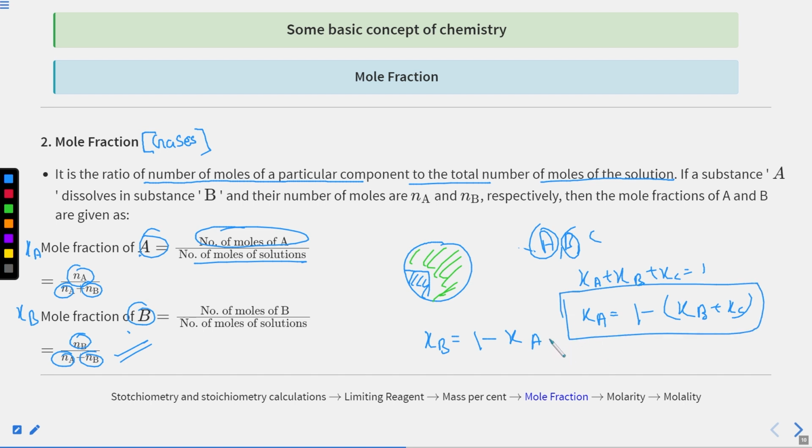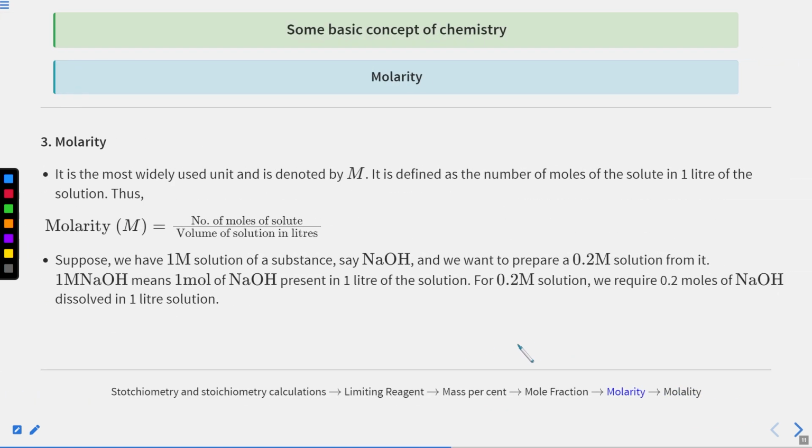This is called mole fraction. Next is molarity. This is the most important one, and it will be used to and fro whenever you are given a reaction mixture in a solution, that is, a liquid state. So what is the definition? Molarity is the number of moles of solute divided by the total volume of the solution in liters in which the solute is dissolved.